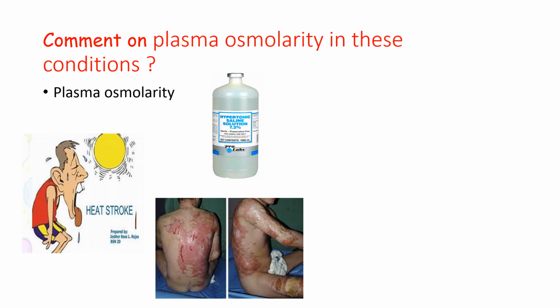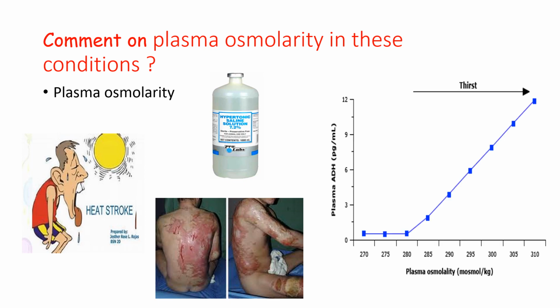The various conditions you can see in which the plasma osmolarity is affected: it may be heat stroke, loss of a lot of water in cases of burns, or injecting hypertonic saline solution. So in all these conditions, what is happening? The plasma osmolarity is increasing. There are also conditions in which plasma osmolarity decreases. It may be due to fluid overload, when the plasma osmolarity may also decrease. So what will happen in this condition?